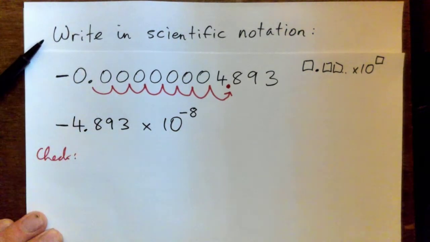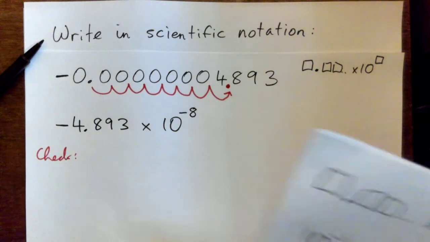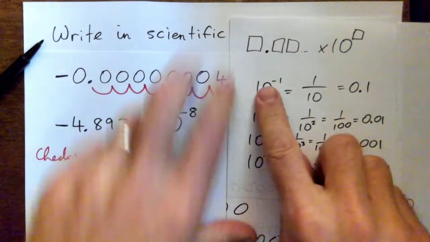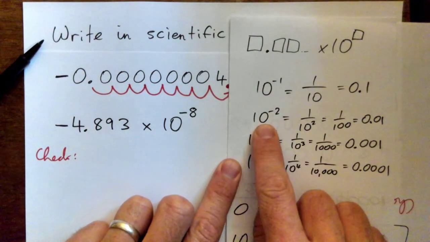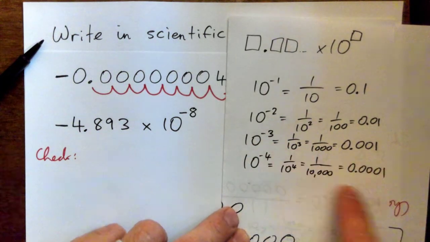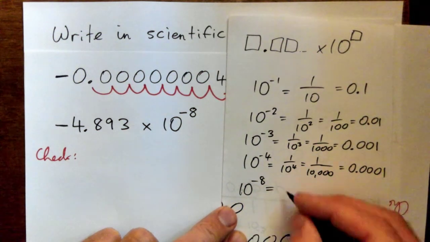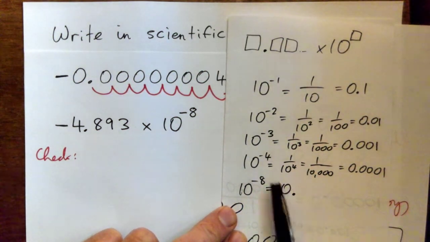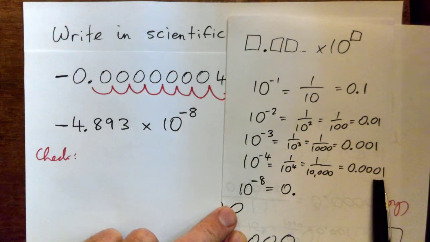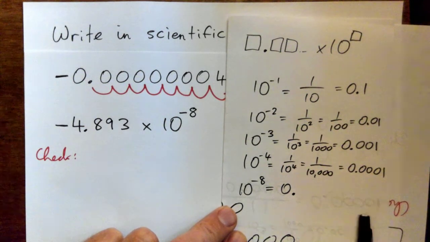From our scientific notation notes, we might have written out things like our powers of 10. So, check your notes, but 10 to the negative 1 is 0.1, 10 to the negative 2 is 0.01, 10 to the negative 3 is 0.001, and so on. 10 to the negative 8 is going to be 0. And negative 4, by the way, had 1, 2, 3 zeros and then a 1. So it had 4 digits, including the 1. So this is going to have 8 digits, including the 1.